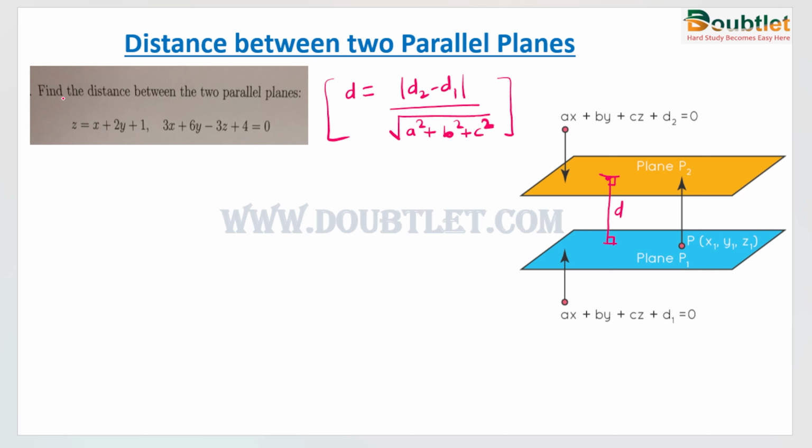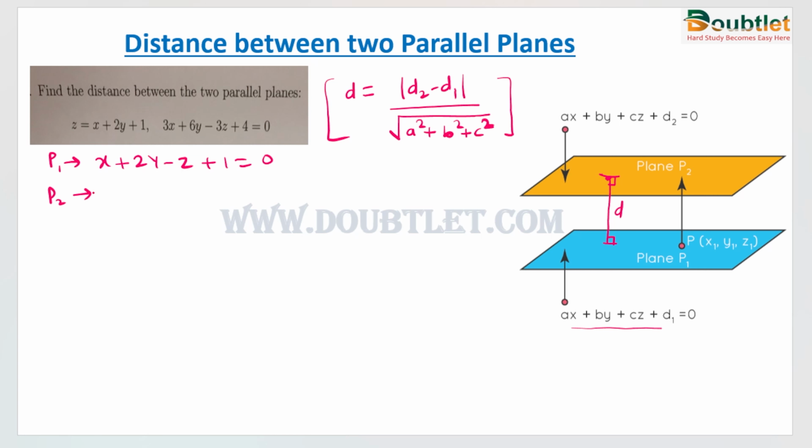Read this question: find the distance between two parallel planes. These are two parallel planes. The equation of plane P1 is not given in the general standard form, so to convert it into the general standard form, we will just take this z to the right hand side. Then we can write x + 2y - z + 1 = 0. So this is the plane P1.